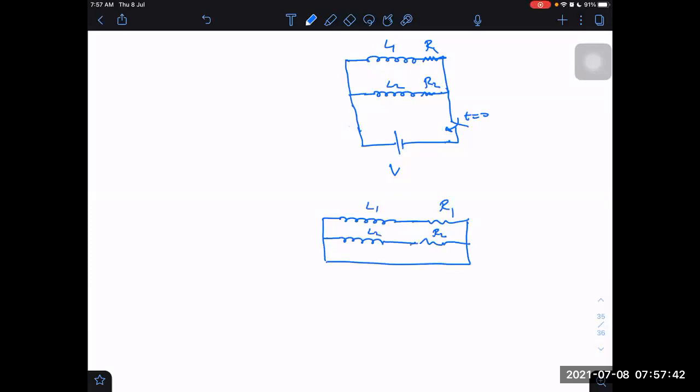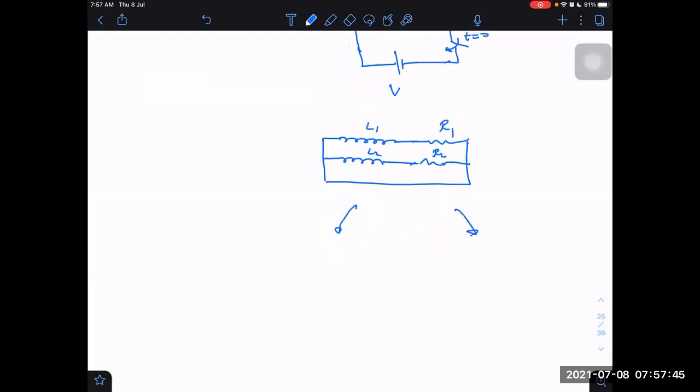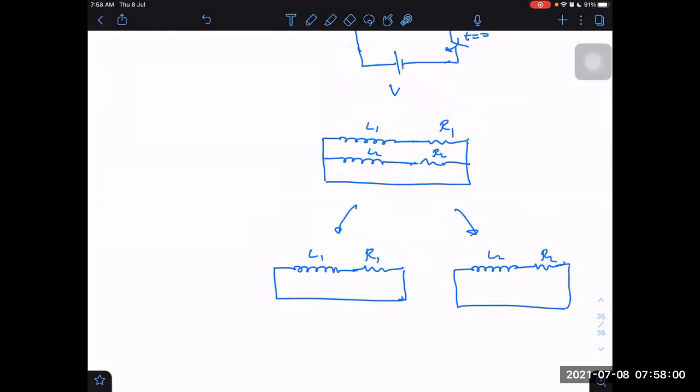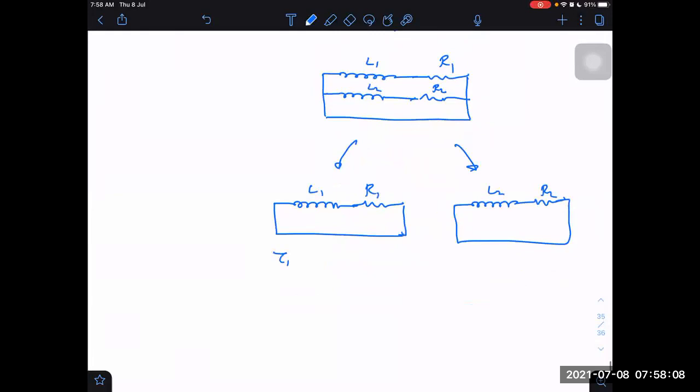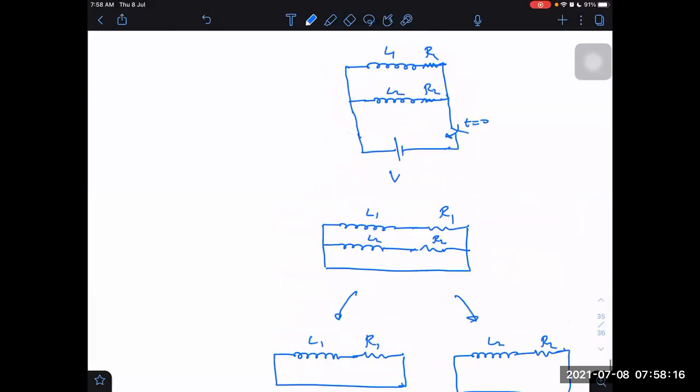L1 and L2. Now I have two ways to go. One possibility, I will take L1 R1 and this diagram. Another possibility, I will take L2 R2, and I can assume the upper one is shorted and the lower one remains. Then I will have two time constants. The time constant for the first case is L1 by R1, and for the second case is L2 by R2. Two separate time constants, and hence I can get two separate current values.